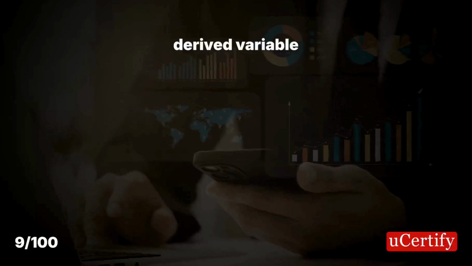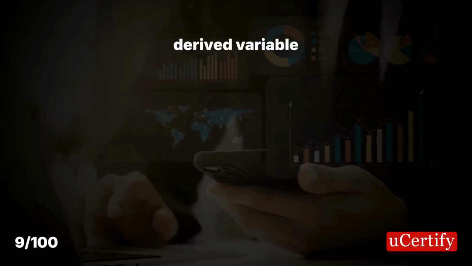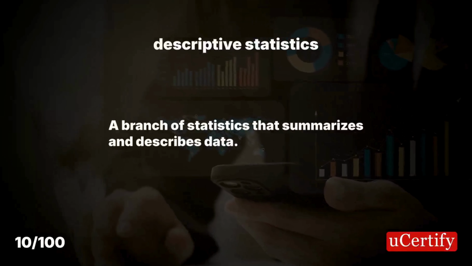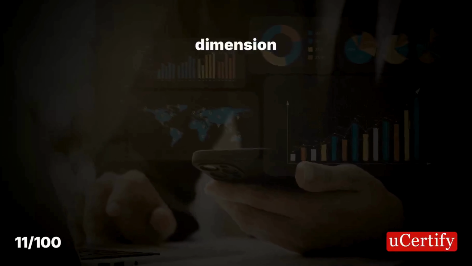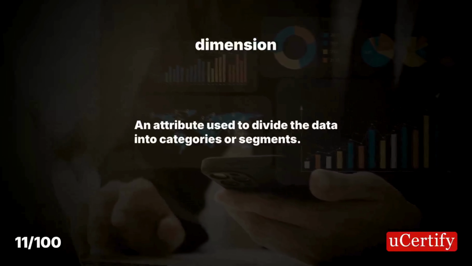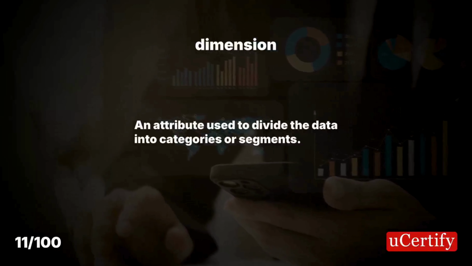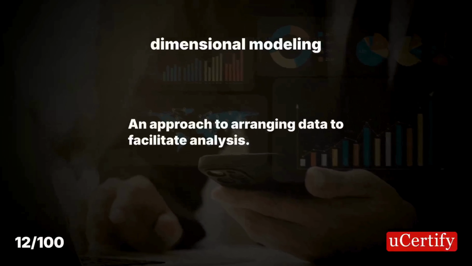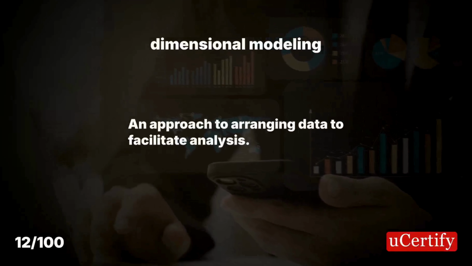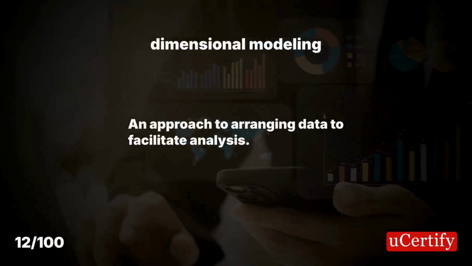Term: derived variable. Definition: a new variable resulting from a calculation on an existing variable. Term: descriptive statistics. Definition: a branch of statistics that summarizes and describes data. Term: dimension. Definition: an attribute used to divide the data into categories or segments. Term: dimensional modeling. Definition: an approach to arranging data to facilitate analysis.